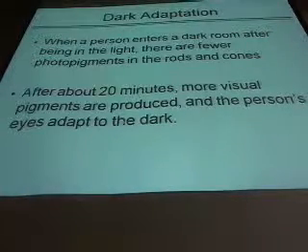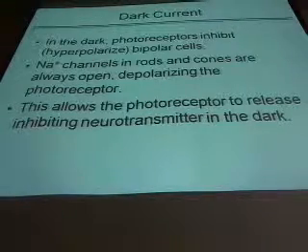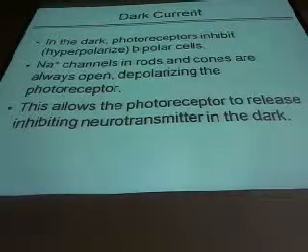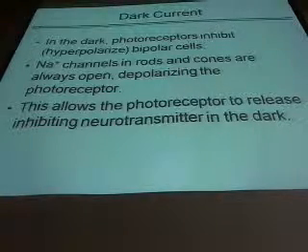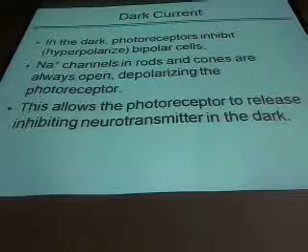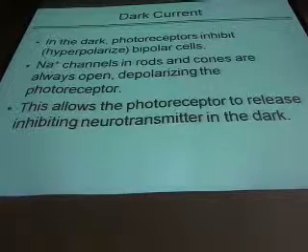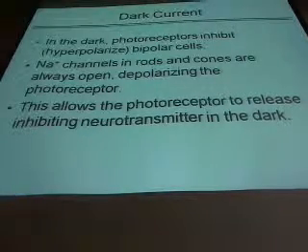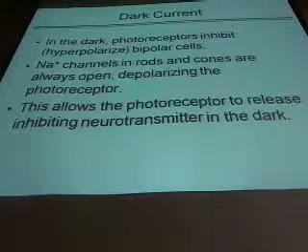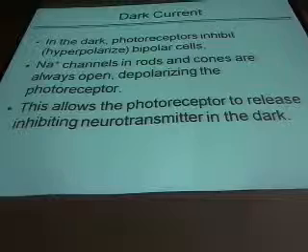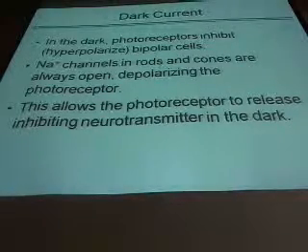Okay? Now the other thing that happens is what they call the dark current. They're not quite sure really why this is doing it. But in the eyes, in the dark, instead of being hyperpolarized, the eyes are depolarized. In the dark, sodium is allowed in. The gate's open. Sodium is allowed in.